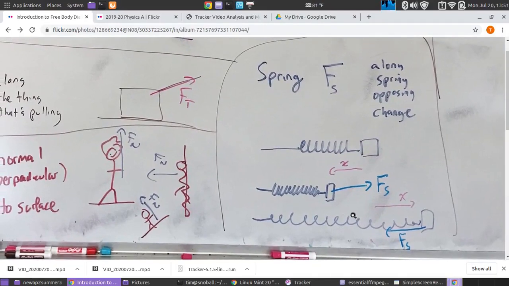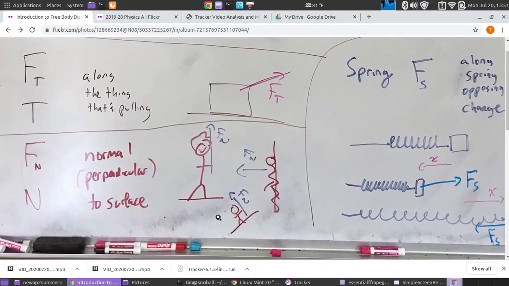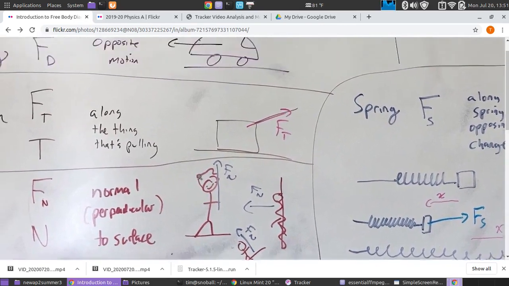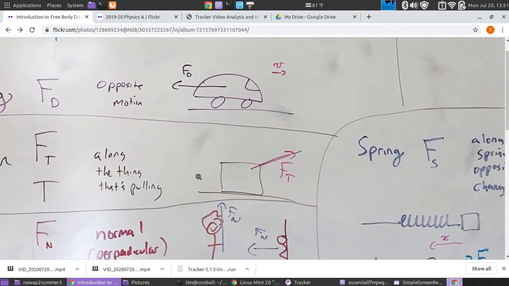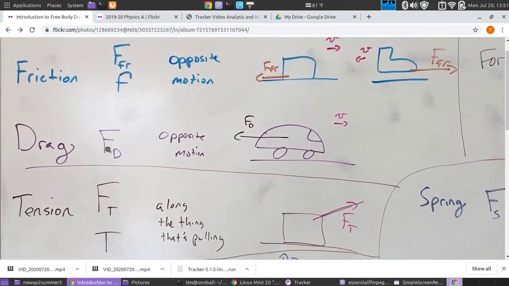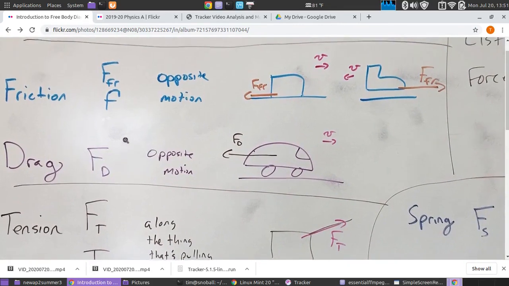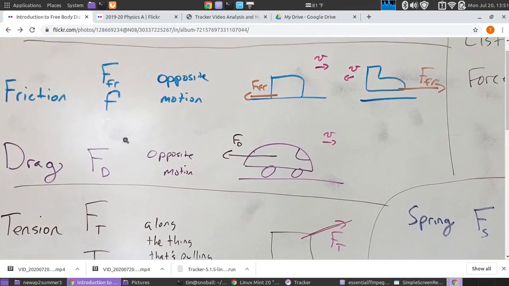Springs are directly connected to the things they push or pull. The normal force acts on two surfaces that are being pressed into each other. Tension acts along a rope or a string or something that's hooked up to an object. The drag force, we forget there's air there, but that air is in direct contact with objects moving through it. And friction is two surfaces moving past each other.